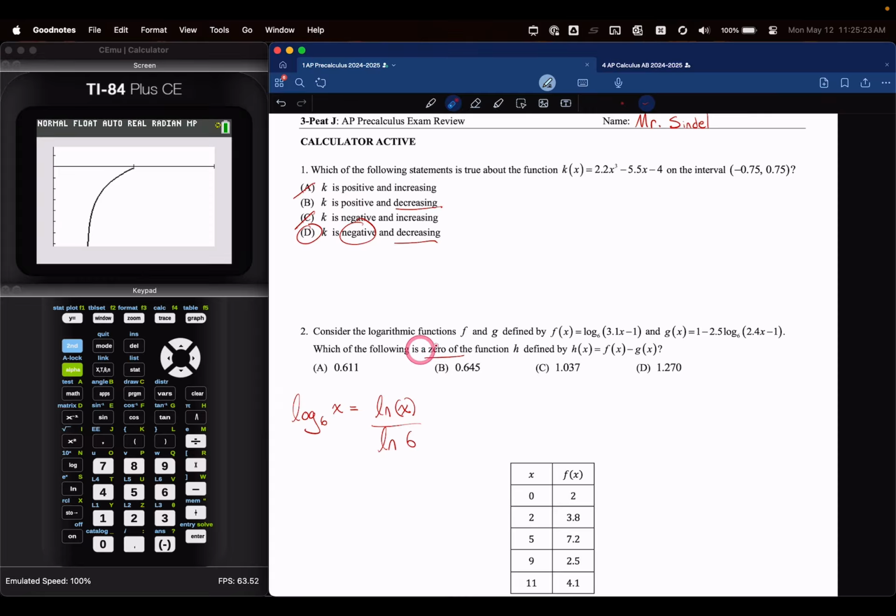So a 0 is another way of saying an x-intercept. So the x-intercept is clearly a little bit after 1, so that's probably going to be either C or D. I'm leaning towards C just by eyeballing it, but we can actually calculate what that is.